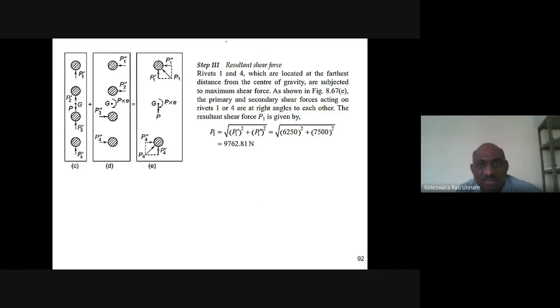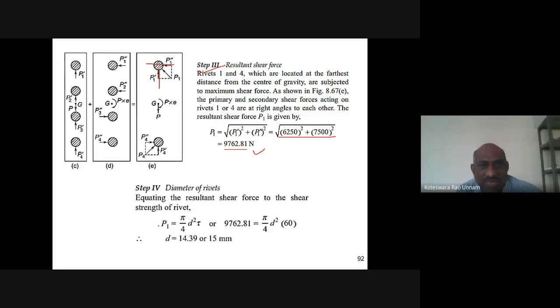So once you've done that, the only thing is, here I represent the primary and secondary forces. Here they are making an angle of 90 degrees, so the resultant is going to be this one only. 9762.81 newtons. Once I find the resultant force, I can calculate by equating this P1 to 5/4 d square into tau. So P1, which we already estimated as 9762.81, is equal to 5/4 d square into 60.